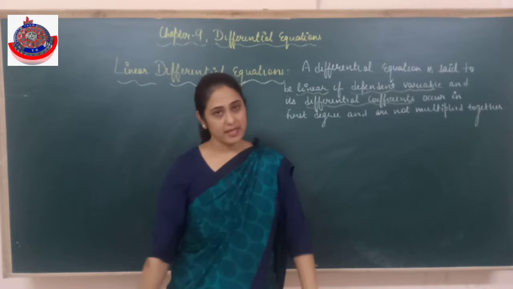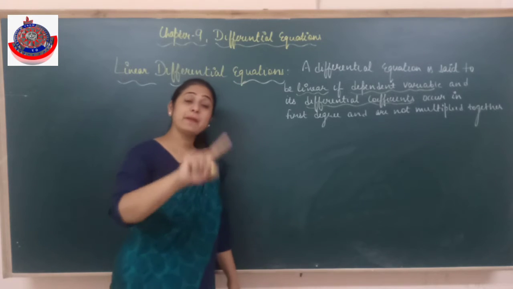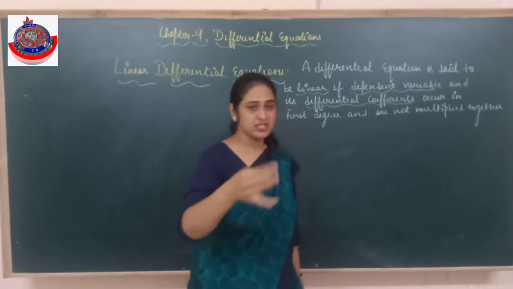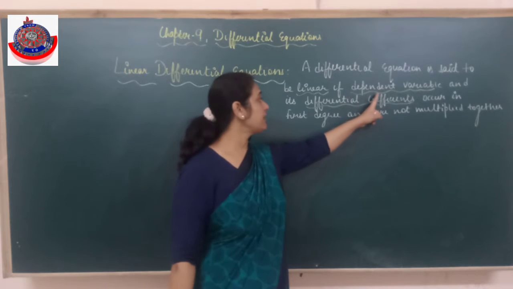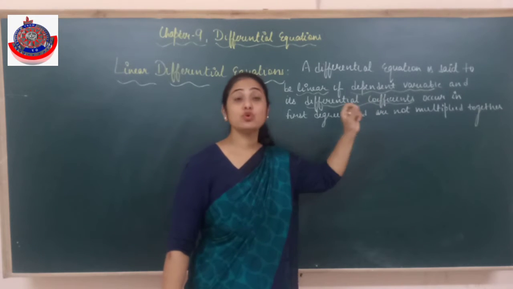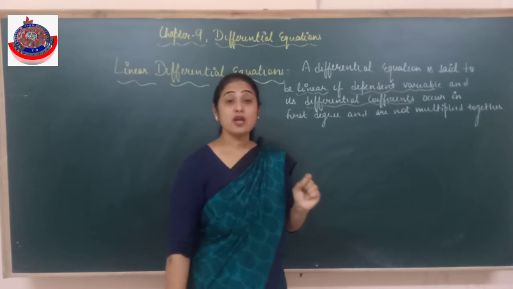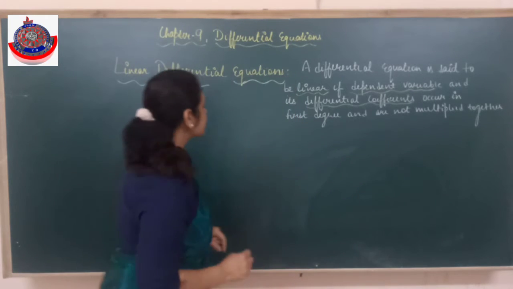They are not multiplied with each other. Clear? That means the independent variable can be in multiplication, that's a separate issue. Dependent variable and differential coefficients both are in degree 1 and they are not multiplied together. I'll tell you the standard forms.